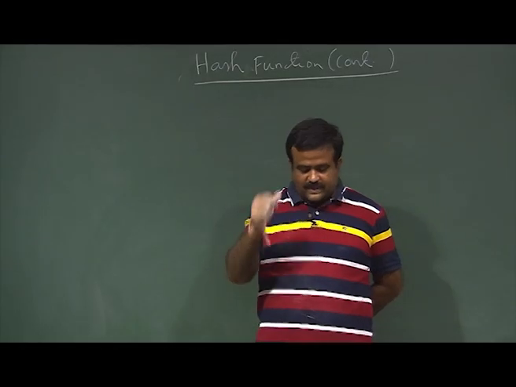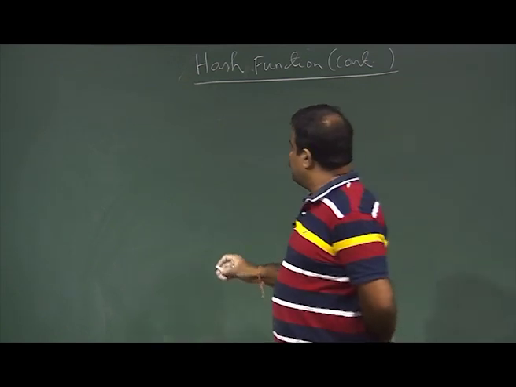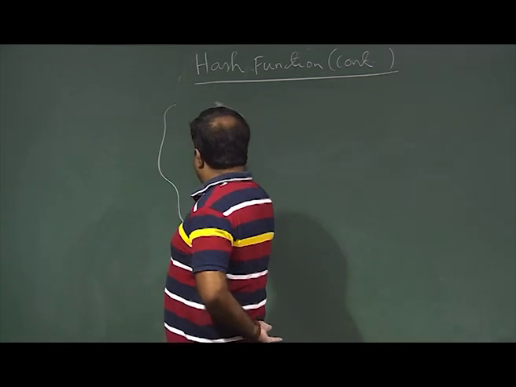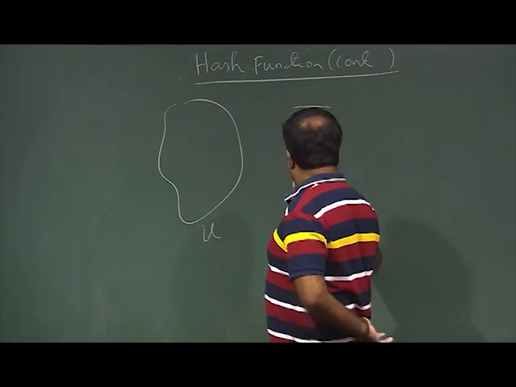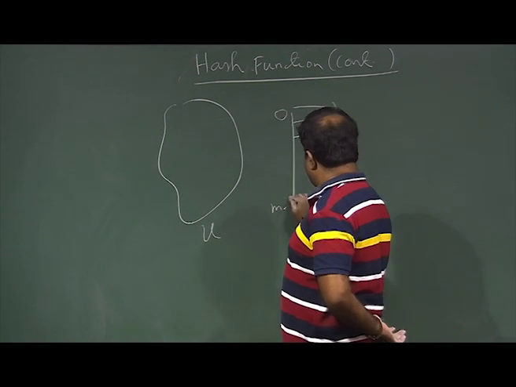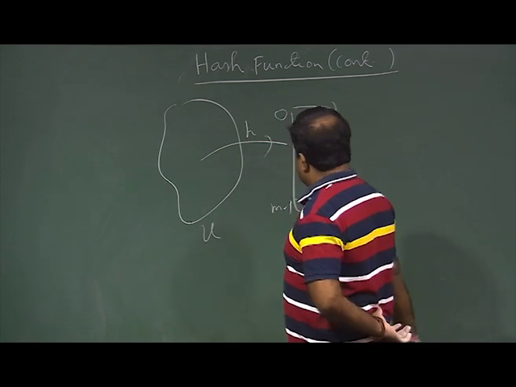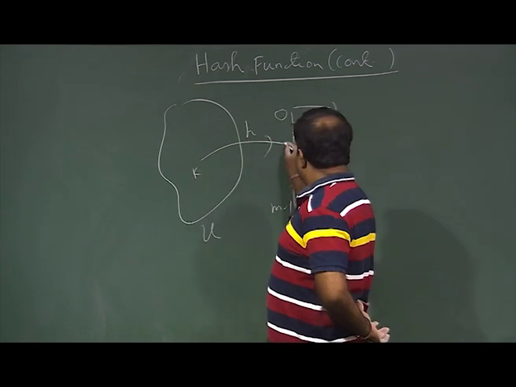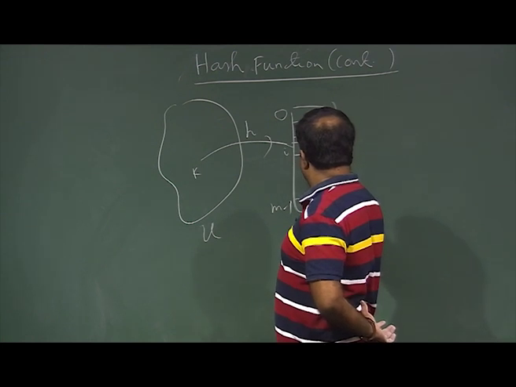Okay, so we have seen the hash function, which is a function from the universe of keys to the given slots. Suppose the slots are 0 to m minus 1. So it is a function from U to the slots. Given a key, if we apply this hash function, it will map to a particular slot. So h of k is, say, i.